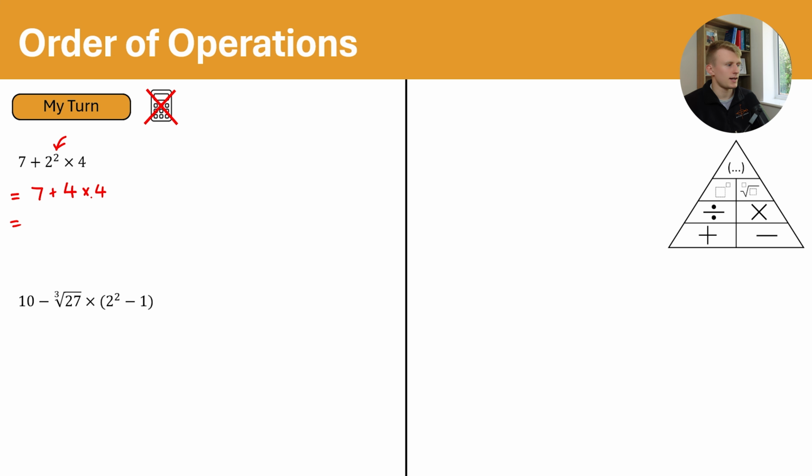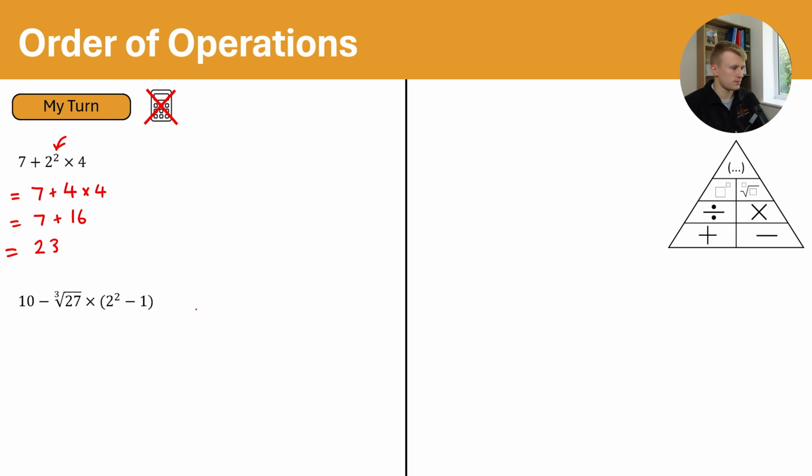I'm multiplying and adding. I'm going to multiply first. So I'll do 7 add 4 lots of 4, which is 16. And then I can do 7 add 16 to give me 23. So our next example has a lot going on. So we're doing 10 subtract the cube root of 27 multiplied by 2 squared subtract 1 in brackets.